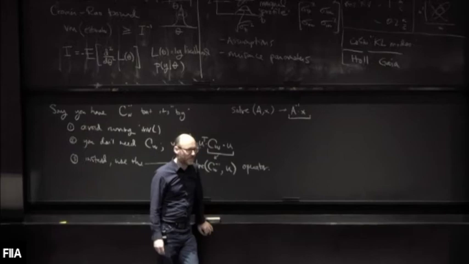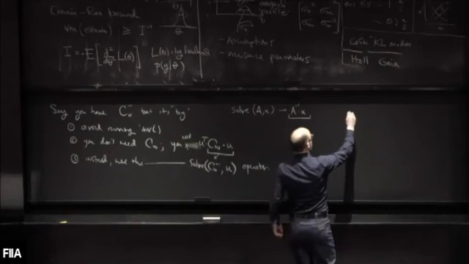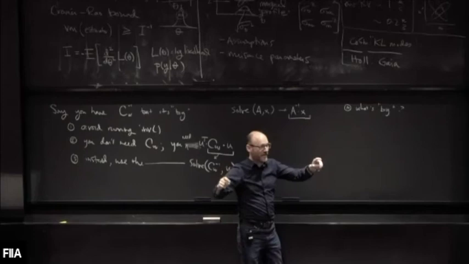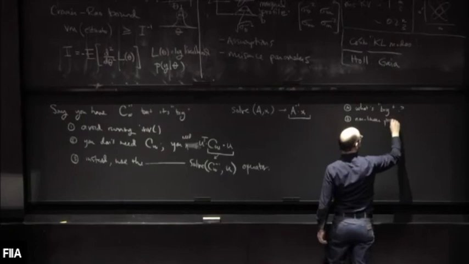Okay, good. Let's talk about the bigness of C. I have two more comments that I want to make. Let me just write them here because I'm going to forget them if I don't. One comment is, what's big? There are two senses in which a matrix can be big, and we're going to talk about both of them. Only one of them is its actual size. The other question is, what do I do in nonlinear problems? There are two issues in nonlinear problems as well that I want to talk about. So that's just my outline so I don't forget.